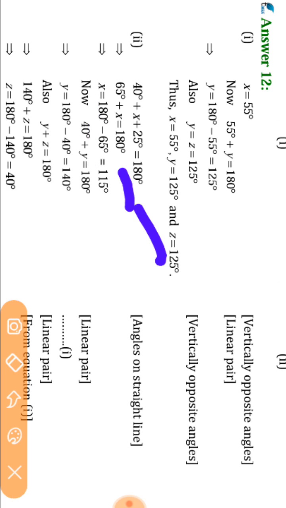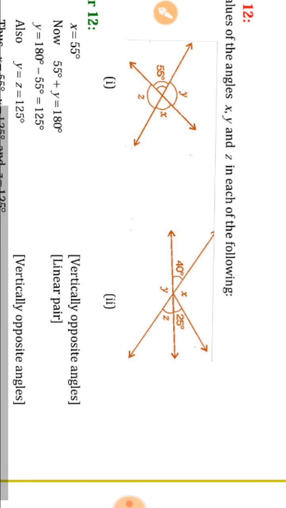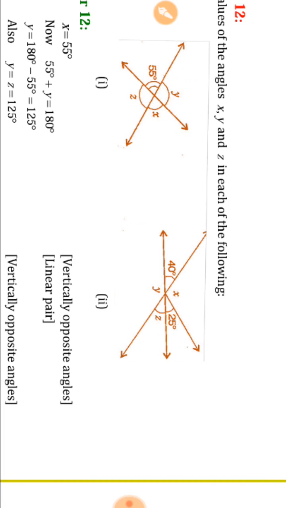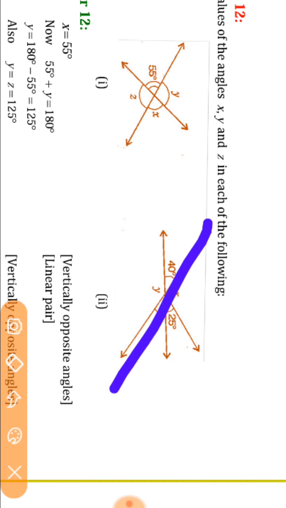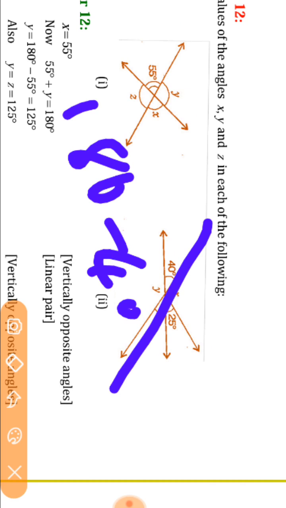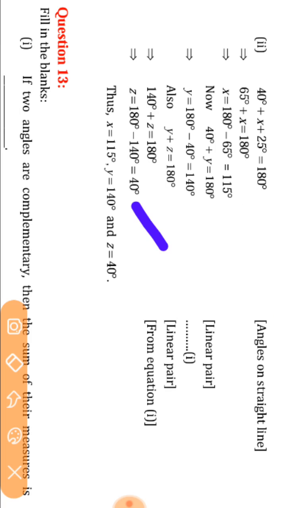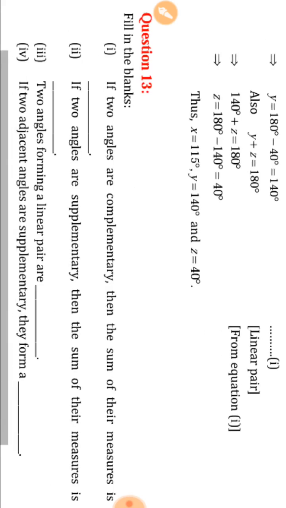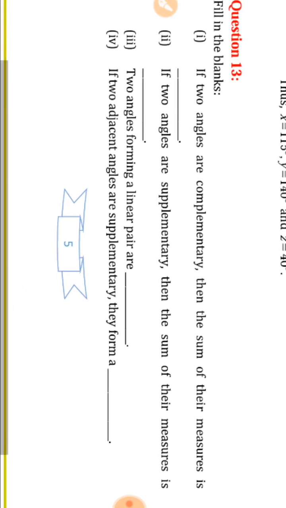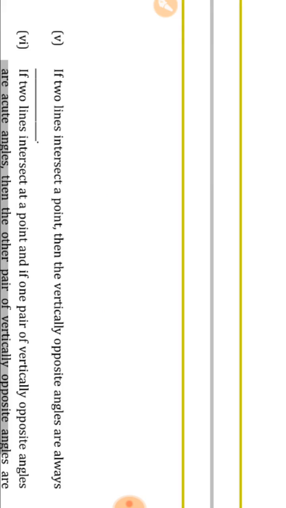Then 40 plus y, because it also creates a straight line or linear pair. So 180 minus 40 degrees, how much? Not 160, sorry, 140. So the y value is 140 degrees. Just now I said Z is equal to 40 degrees because they are vertically opposite angles. So these are the fill in the blanks, you must solve them.